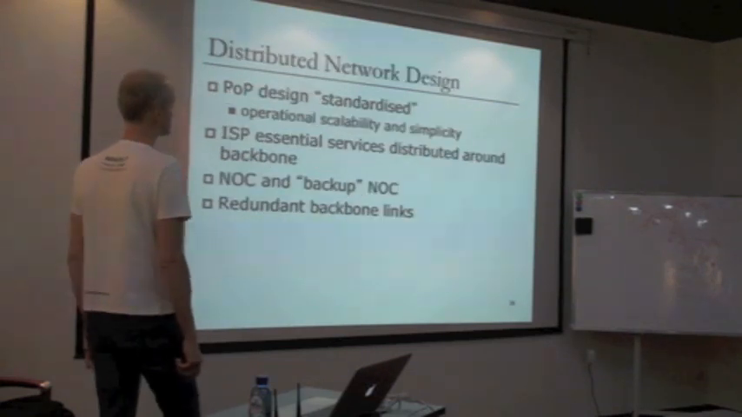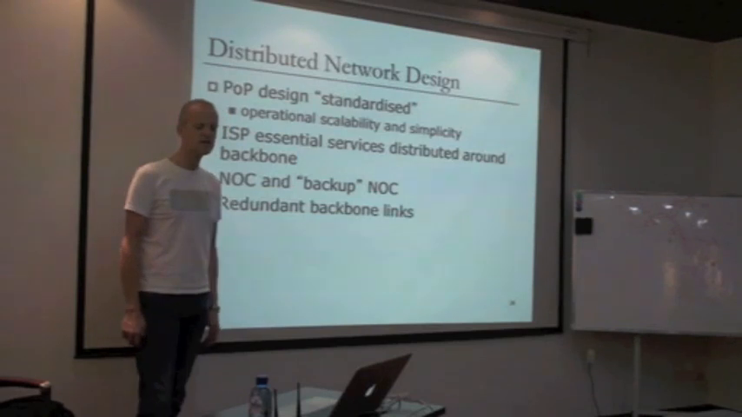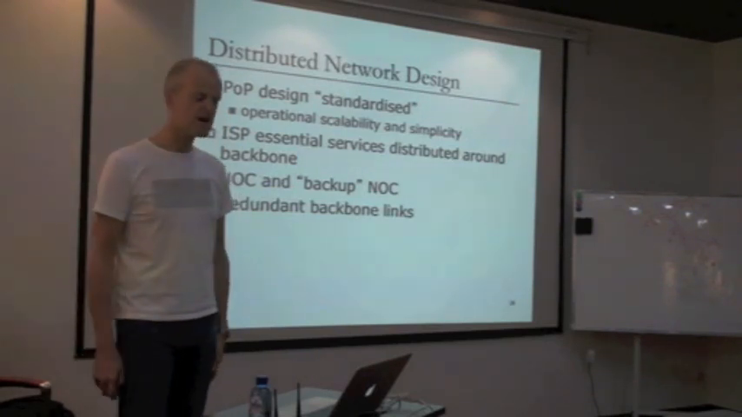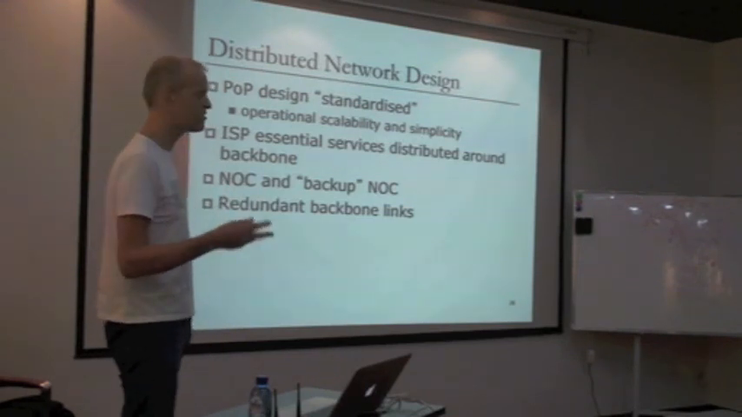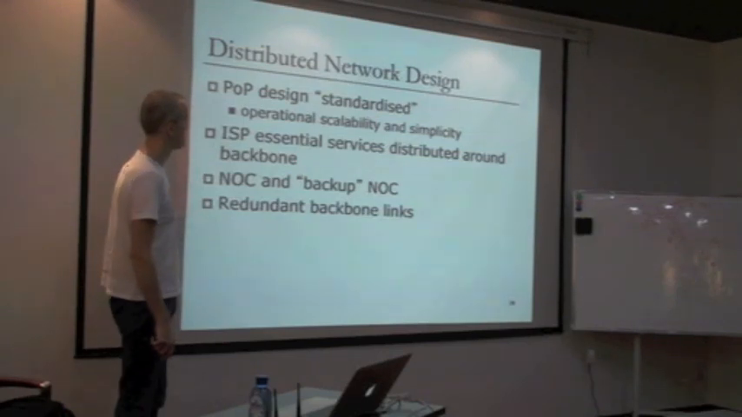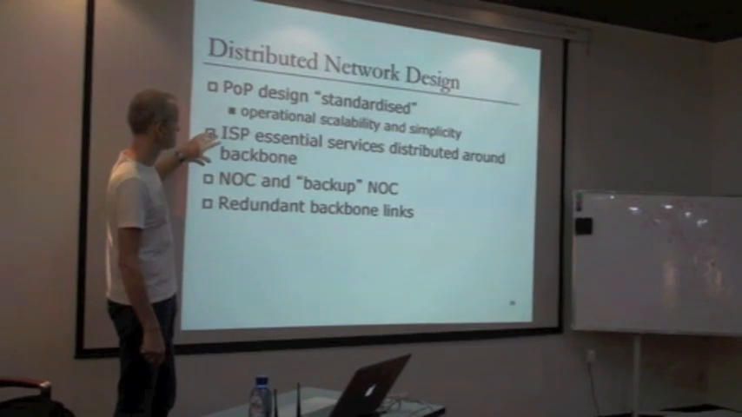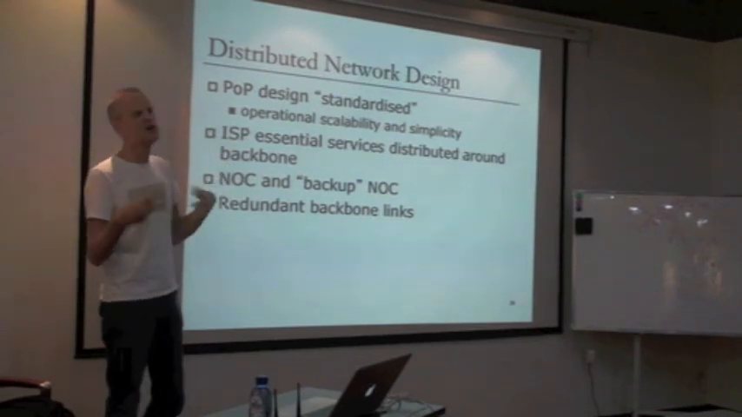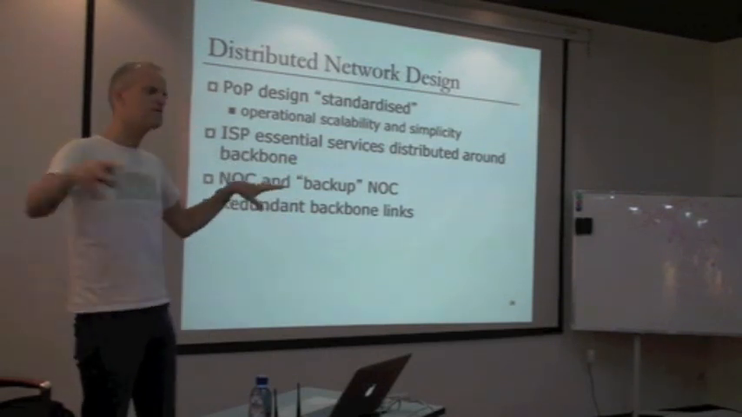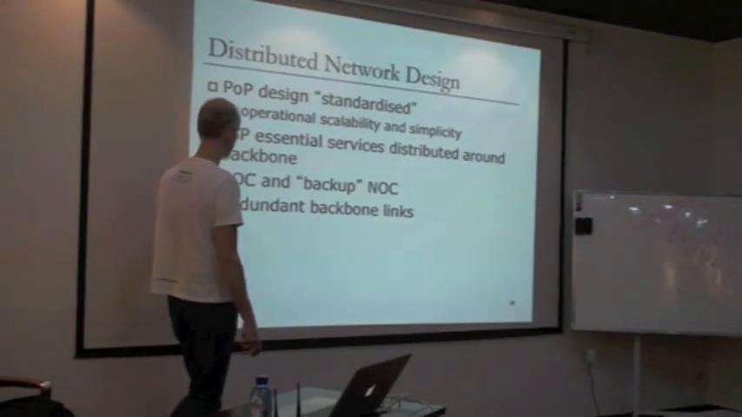Try and standardize the POP design. So if you've got multiple POPs in your network, design them to look the same. Because that way it's easier for them to scale, it's easier for you to understand the network design. ISP essential services are distributed around the backbone. That's important too. If you've got one POP, you can't do it. But as soon as you have more than one POP, distribute the services around. Because if one breaks, you have a backup.